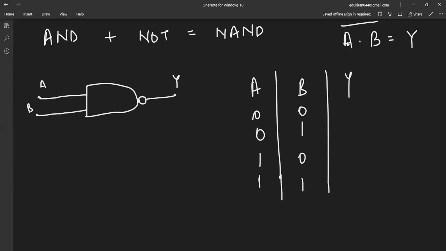So look, A dot B, that is 0 into 0 is 0. Then this bar, that is, if the answer is 0, reverse it. Answer will be 1. 0 into 1 is 0, so instead of writing 0, we'll write 1. 1 into 0 is 0, so we'll write 1. 1 into 1 is 1, so we'll write 0. That's how the truth table will be made for NAND.